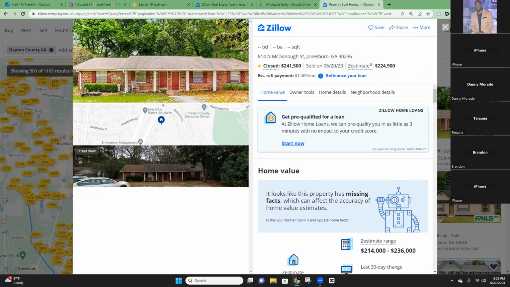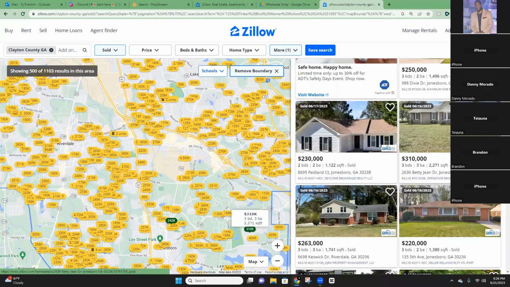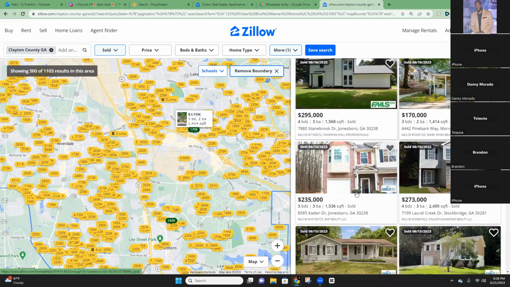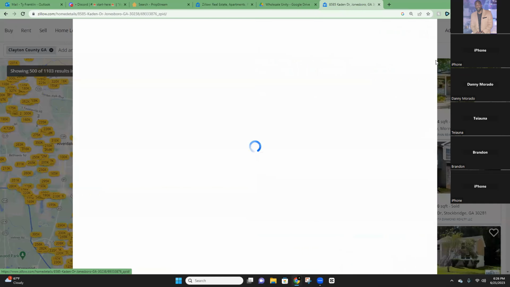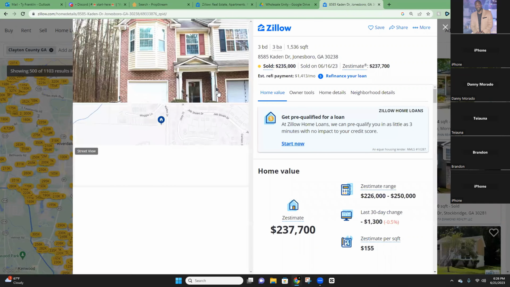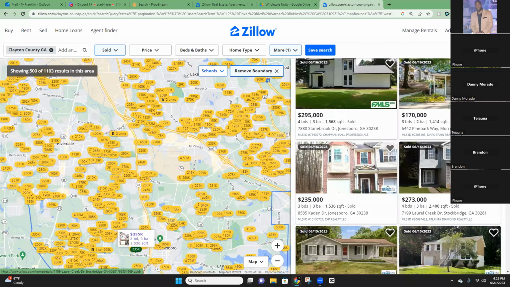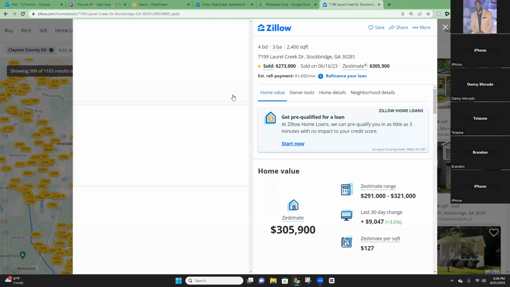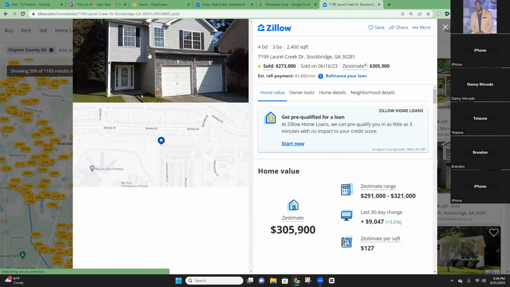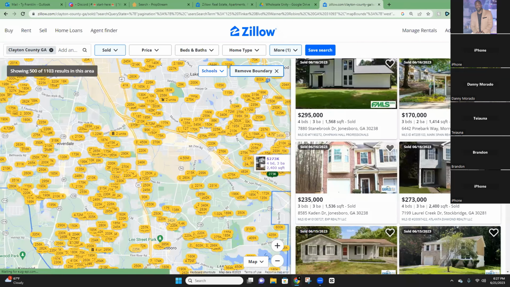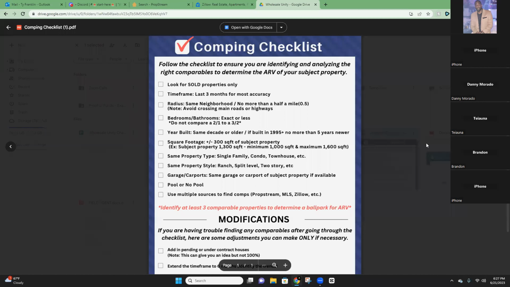And then a 2-story is essentially, let me see if I can find one real quick. Something like this, or like this right here. Well, that's a townhouse, it looks like, but this right here, that's a 2-story. Okay, got you. All right, cool. So you want to make sure you're comparing apples to apples.